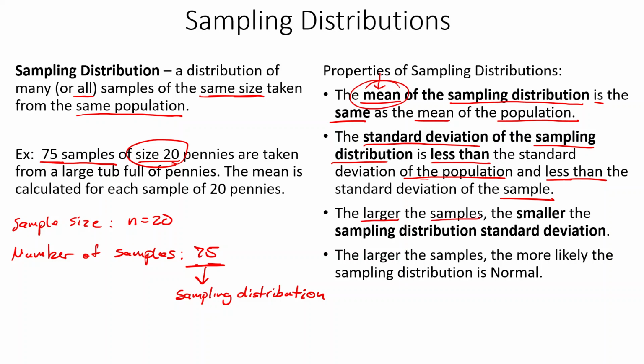So the larger the sample, the smaller the sampling standard deviation. So as the sample size gets bigger, the standard deviation for the sampling distribution gets smaller. That's what we want. We'll have formulas for this next section here. And the larger the samples, the more likely the sampling distribution is normal. So if we get large enough samples, we end up with a normal sampling distribution, which means we can use normal CDF, and we can use inverse norm and do all sorts of fun things because of those two things, which we'll see in Unit 7.